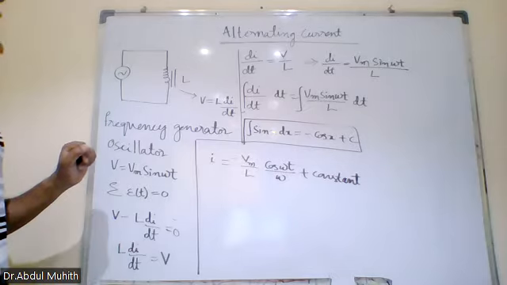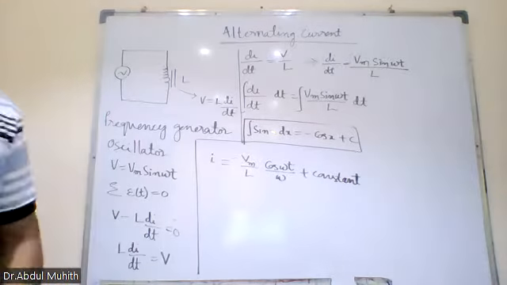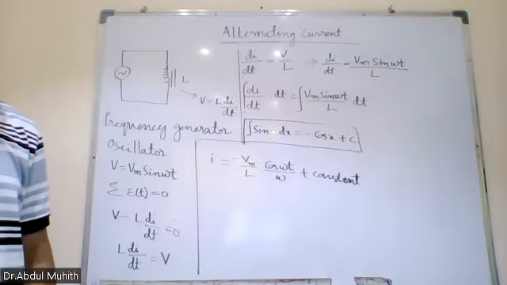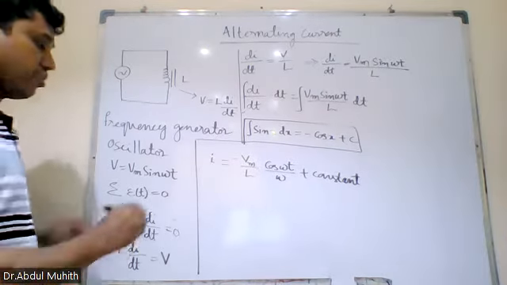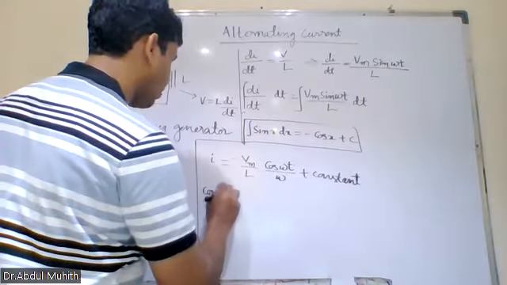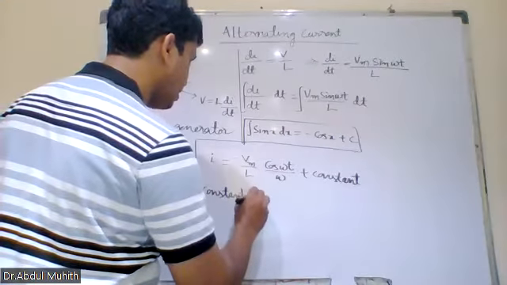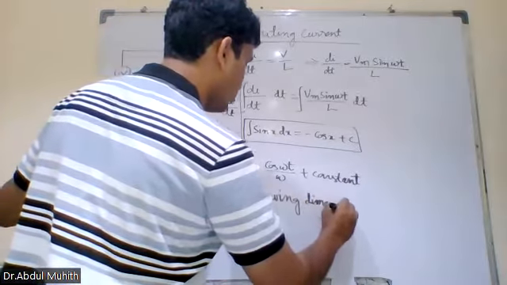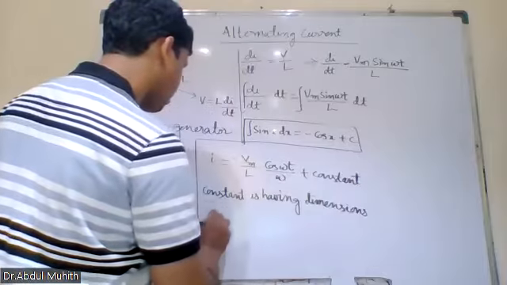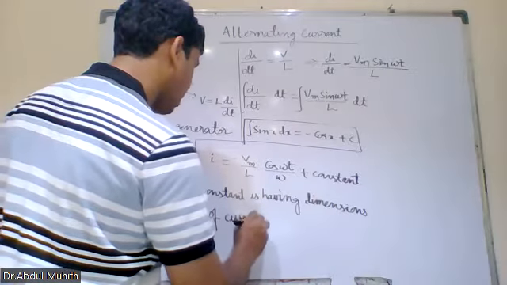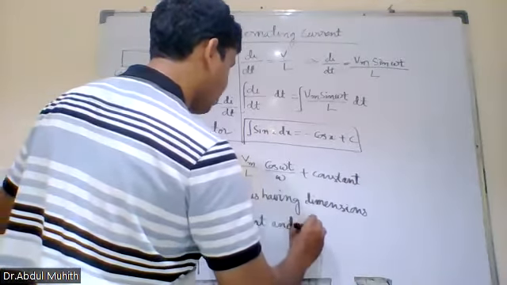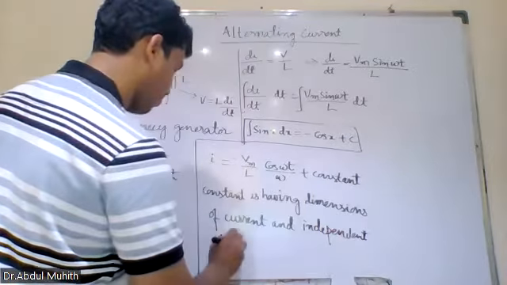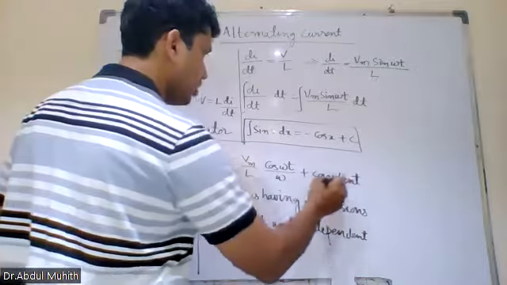Is this clear? Yes, sir. So what is that constant? It is independent of time and has the dimension of current. So the constant here has dimensions of current and is independent of time. Generally this is said to be the integration constant.